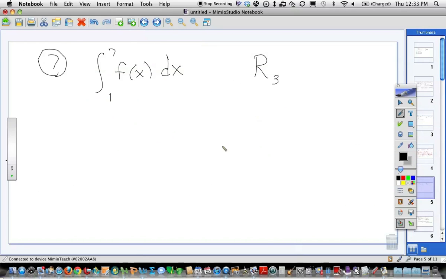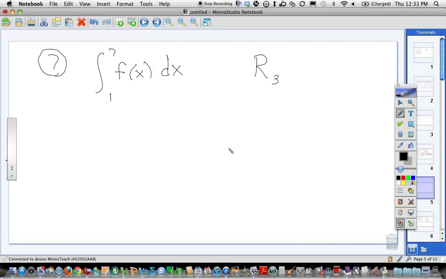All right, so here's problem number 7. Now, you did not have to draw a picture, so I want you to think about this. It doesn't say draw a picture. All it says is here's the integral, here's R3 is what you want to do. Now, what are the different ways? There's 3 that I'm interested in. What are 3 ways or 3 forms that you could be given a function, f of x?